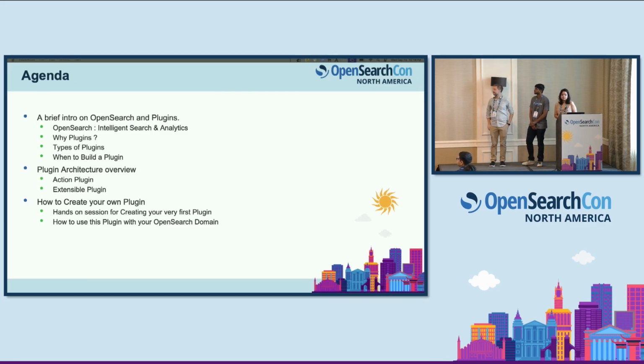Before we jump in, let's quickly look at what we'll cover today. We'll start with a brief intro to OpenSearch, and we'll discuss why we need plugins. We'll cover the different types of plugins available and when it is the right decision to build one. We'll take a quick look at a high-level overview of the plugin architecture. After that, Craig will take over to show you exactly how action and extensible plugins work. These two are the major plugin categories. And finally, we will cap it off with a hands-on session from Gaurav, where you will build your very first plugin and use it with OpenSearch.